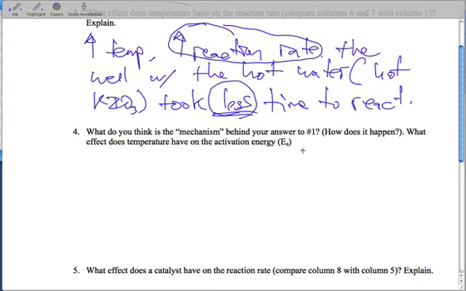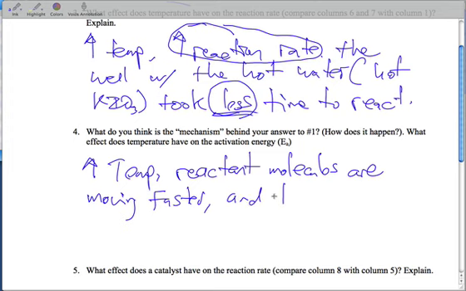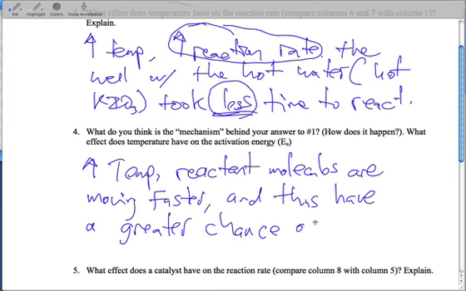Okay, these are inversely related to one another. What do you think the mechanism behind your answer is? Okay, so as you increase temperature, reactant molecules are moving faster, and thus have a greater chance of colliding. It's all about collisions.